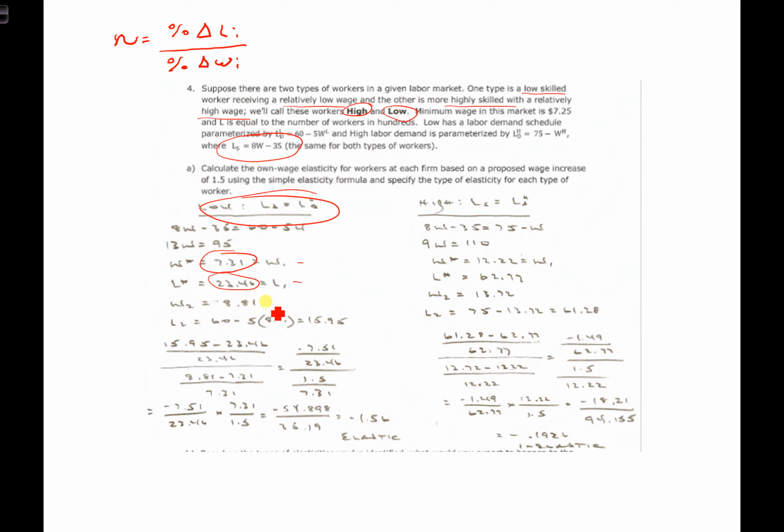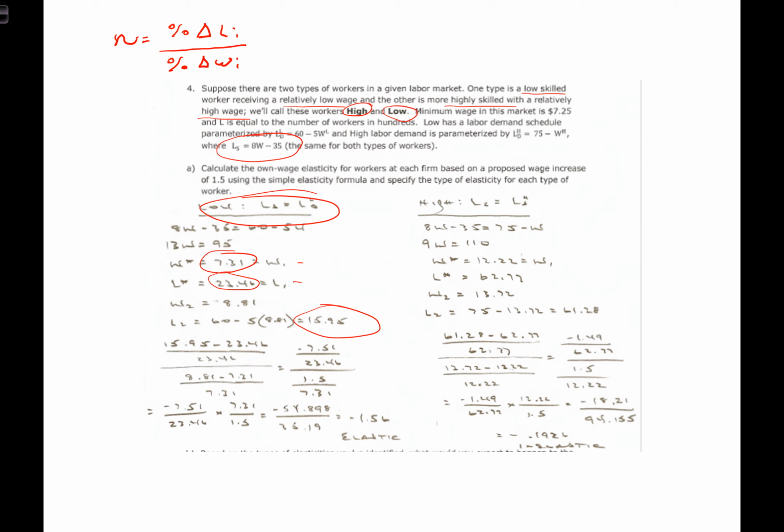Which begets a change in L2. And here again, you've got to use demand because this is the labor demand elasticity. So if we have increased the wage, we expect to decrease the number of workers. And so here we've gone from 23.46 at L1 to 15.95 at L2. But now I've asked you to use, I believe it is the simple equation again. And so just do the math on this the normal way.